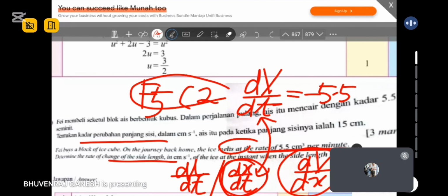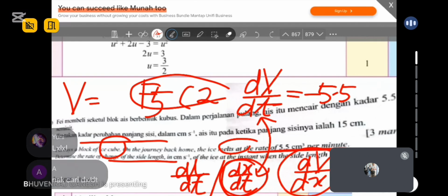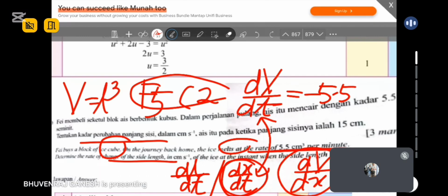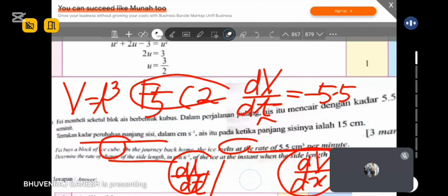So guys, what is the volume of a cube? Apa rumus untuk isi padu cube? Volume equal to? The side length is x. Panjang sisi dia x. So apa rumus dia untuk isi padu? Yes. x times x times x or L times L times L. Okay, so let's say I use L. Saya guna L lah. Tak mau x. So our formula is V equal to L cube or x cube.